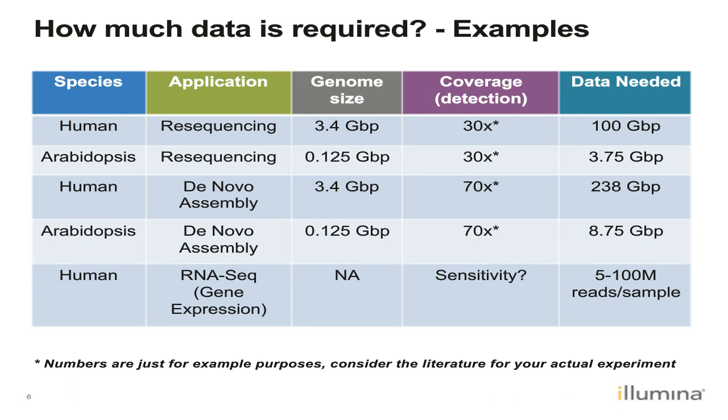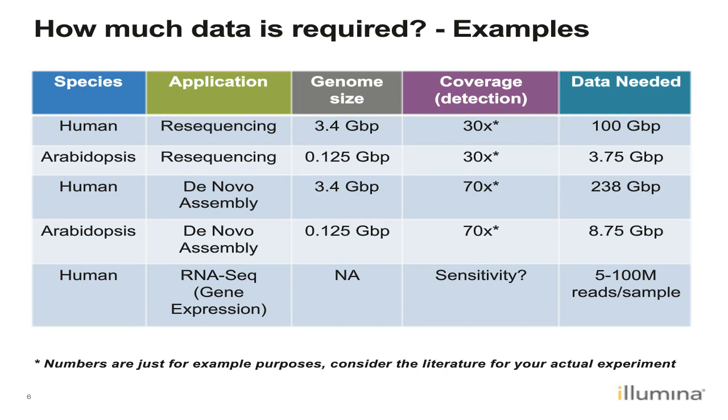Now here, we need to consider the genome size. A human is 3.4 gigabases, whereas Arabidopsis is 0.125 gigabases. So that's really the big difference between these two. And then the coverage, though, we're gonna cover them exactly the same, 30x, 30 times. Generally, for resequencing, you can go between 10x to 30x, but let's just do 30x for this example. So for a human, you're going to need 100 gigabases to fully cover and complete this experiment type, while for Arabidopsis, you're going to need 3.75 gigabases.